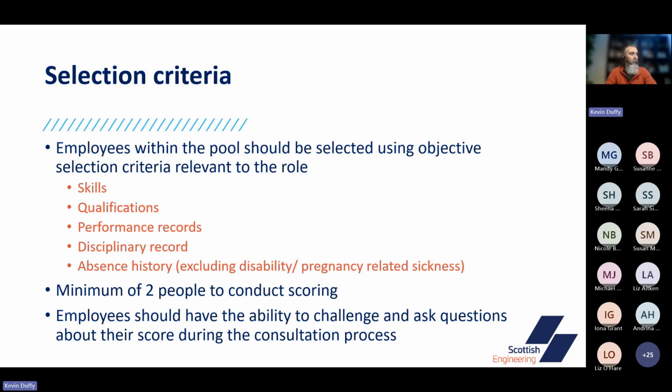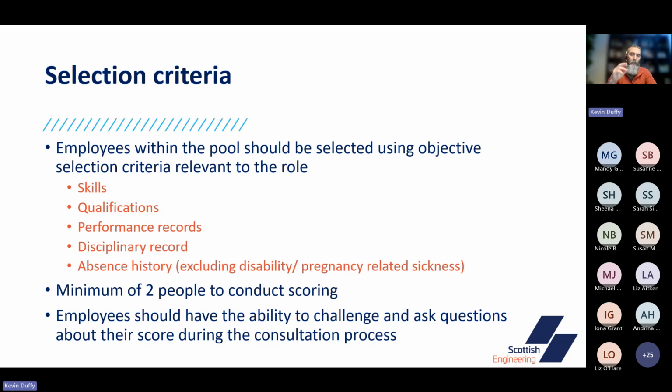You can see the criteria here in red: skills, qualifications, performance, disciplinary, absence history. But be careful of that, because you've got to exclude disability-related absences and certainly anything related to pregnancy, related to sickness as well. Also, we should have put on there any absences related to statutory leave, say, for example, time off for dependents or parental leave. They should not be added into the selection criteria rationale. Now, the whole idea of having objective criteria is so that the criteria can be justified if they're ever challenged by the employee themselves at appeal stage, or, as I said earlier on, at an employment tribunal.